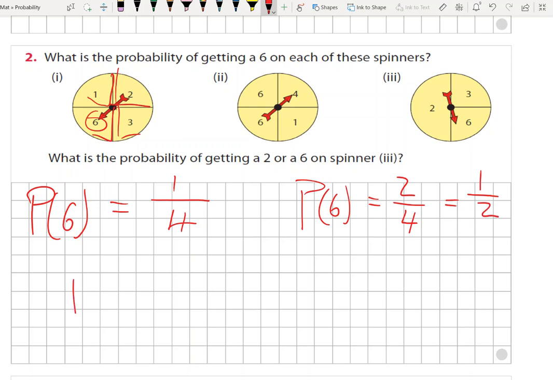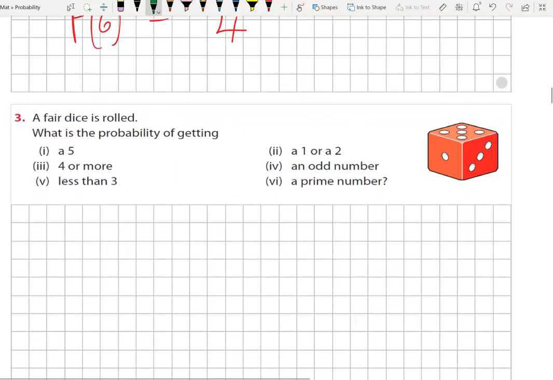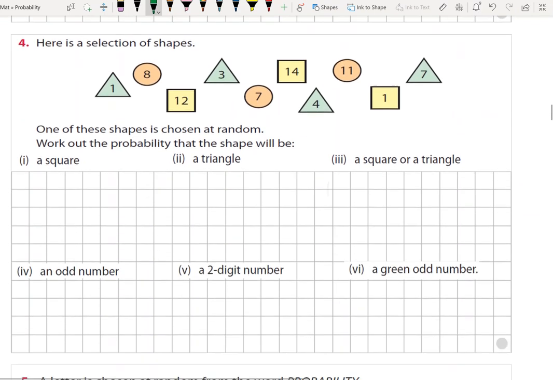And then the probability of getting a 6 in the last one is 1 over 4, where we think to ourselves, you know what, that 2 could have been cut in 2. Question 3 is for homework tonight. I go on to question 4.